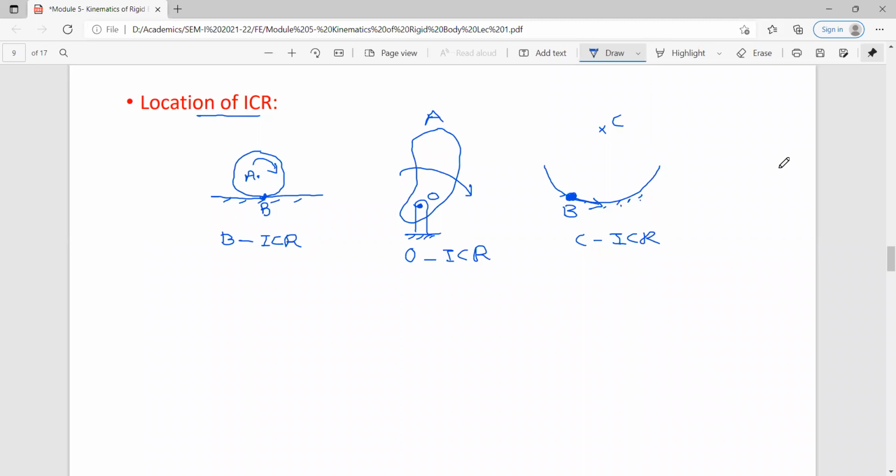Then we consider another example. Say a circle is there, a sphere is there, and on that sphere a particle is moving. So where is the center of rotation of this particle? Center of circle. Correct. Whatever is the center of the circle, that will be its ICR.